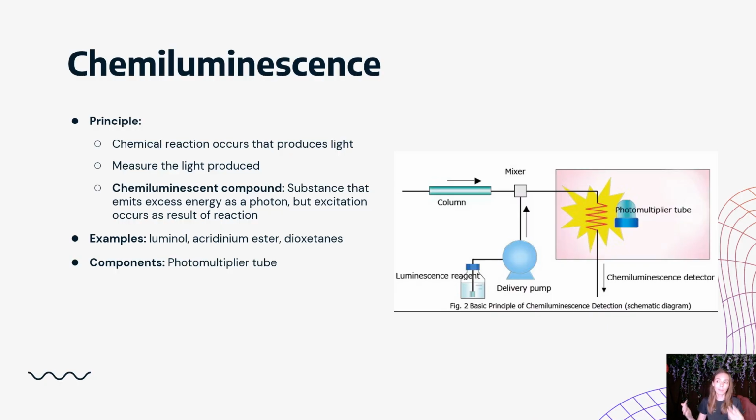So with chemiluminescence, we're measuring the light produced. A chemiluminescent compound is added into the solution. Chemiluminescent compounds are substances that emit excess energy as a photon, but excitation occurs as a result of reaction. Okay, how do I say that in human English terms? Fluorometry versus chemiluminescence.